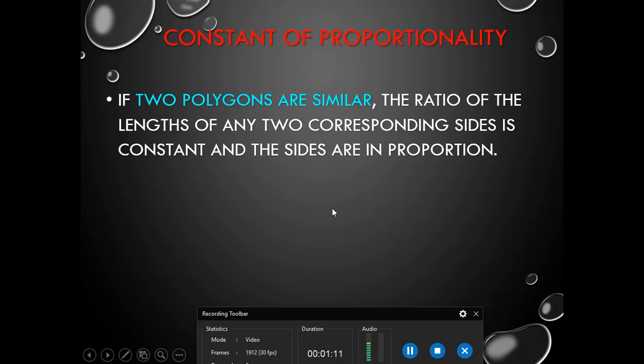So we're going to move on to polygons. Today, polygons are three sides or more. And if you know that two polygons are similar, the same criteria applies. The ratio of any two corresponding sides should be the same, constant. And as you travel around the figure, you should find that same ratio. So every side is in proportion.